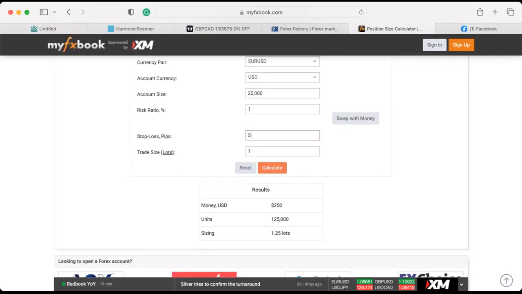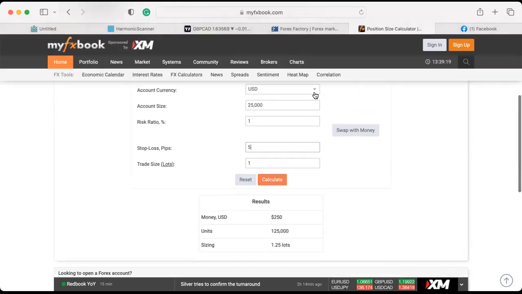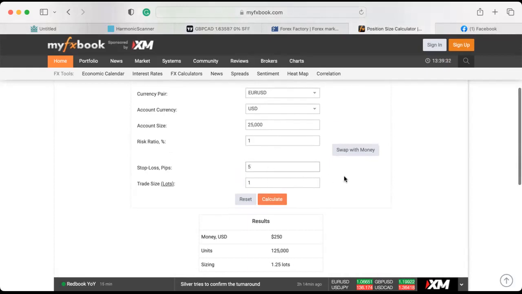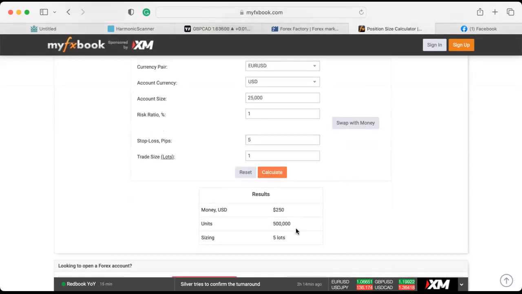Let's say my stop loss is 5 pips. All the other information is the same: pair Euro USD, my account's in US dollars, 25,000, I'm risking 1%. My stop loss is 5 pips, press calculate, and I need 5 lots. And 5 lots, 5 pips will give me a loss of $250. So that's how I work out my stop loss. Any questions?